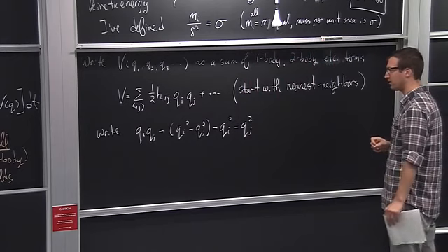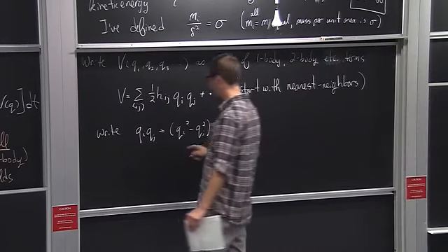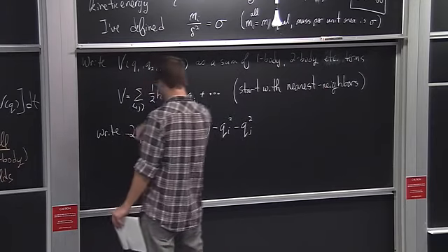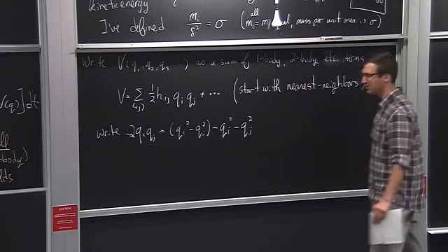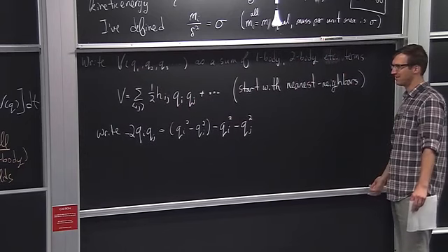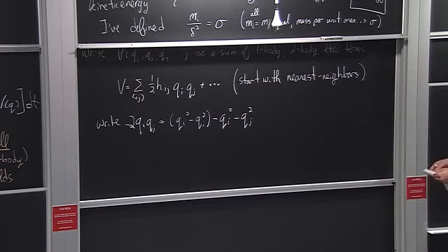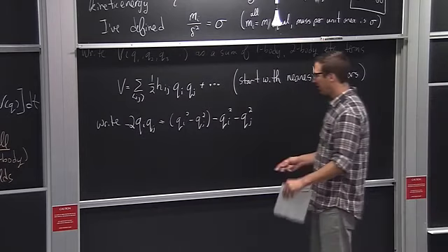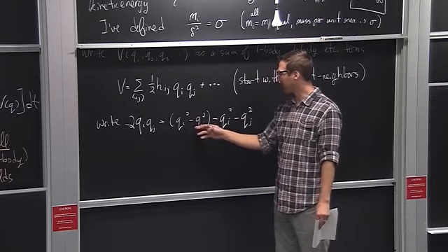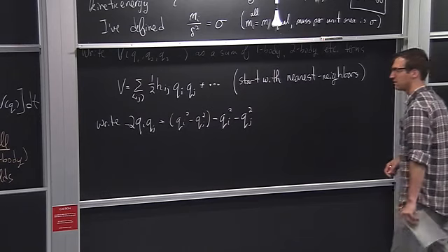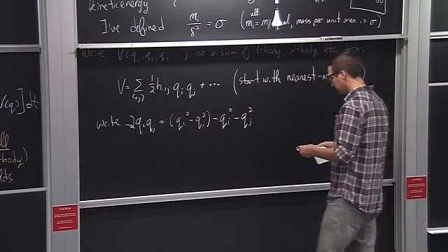Okay, that's not quite right. What am I missing? It might be a minus 2 here. Whatever. So up to some minus 2. I'm writing this thing as a difference of squares, subtracting the individual squares.